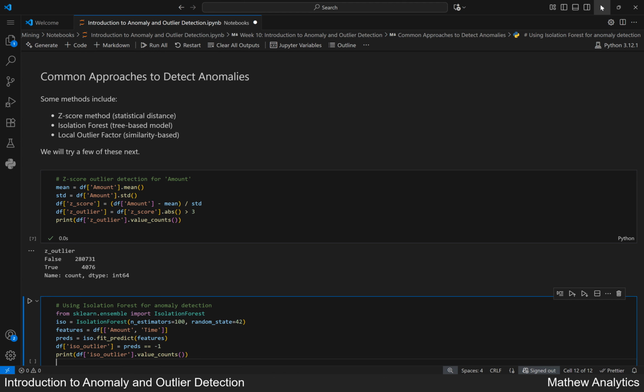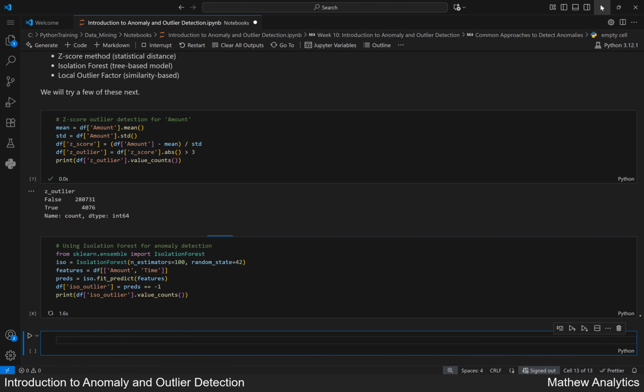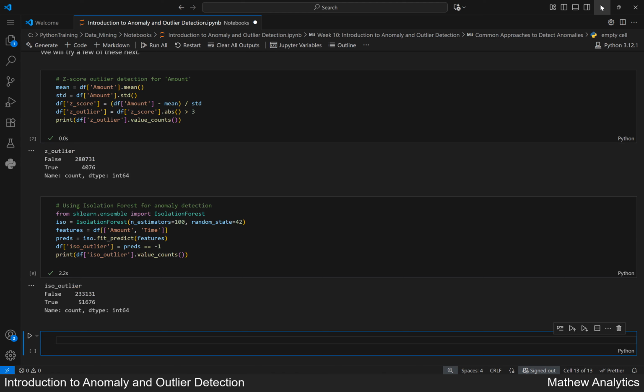Running the cell now. The output shows the count of normal points versus anomalies detected by the isolation forest model, with about 51,676 data points labeled as outliers. Notice the large class imbalance. Most transactions are considered normal, which aligns with the intent to flag only unusual patterns in the amount and time features. This demonstrates isolation forest's effectiveness in isolating rare anomalies within a large dataset. How many anomalies did the model flag this time?